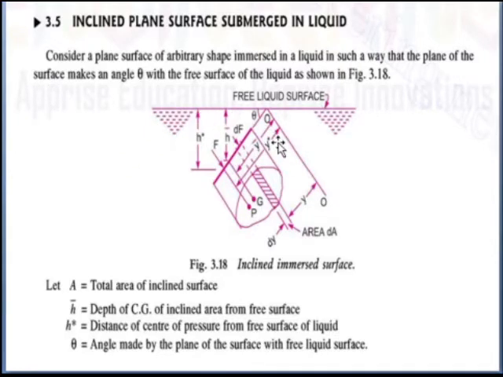Then y bar means what? The distance of the center of gravity from this OO axis. And y star means what? The distance of the center of pressure from this OO axis. So h star and h bar are the distances from the free surface of the liquid, and y bar and y star are the distances of the center of gravity and the center of pressure from the axis OO.